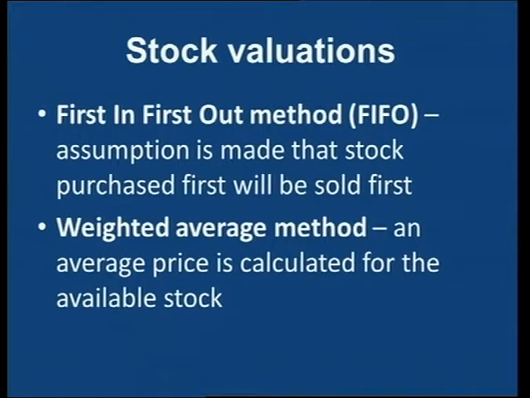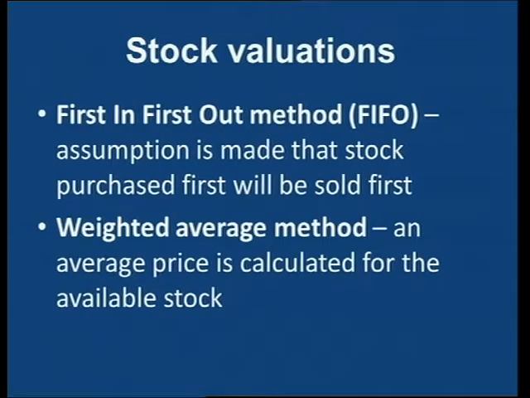Okay, for stock valuations, we've got these two methods. First in, first out method, or we just say the FIFO method, where the assumption is made that stock purchased first will be sold first. Okay, that's the first in, first out method. The weighted average method is when average price is calculated for the available stock.